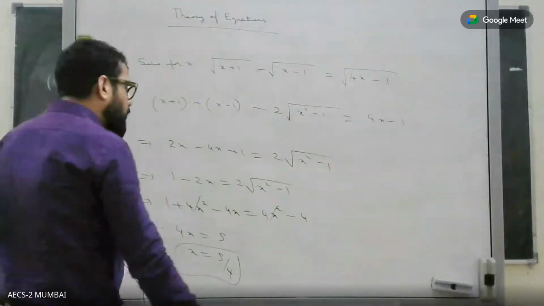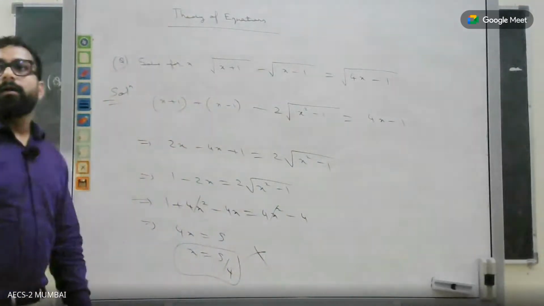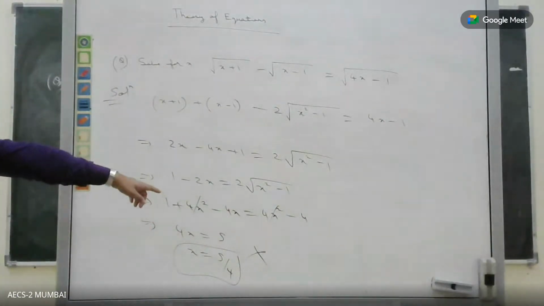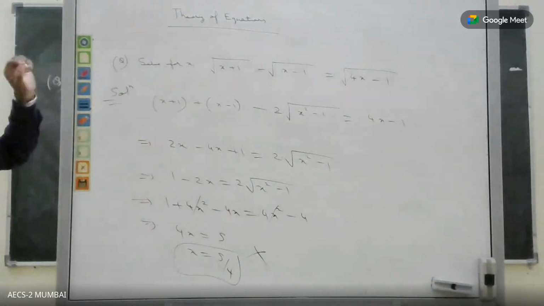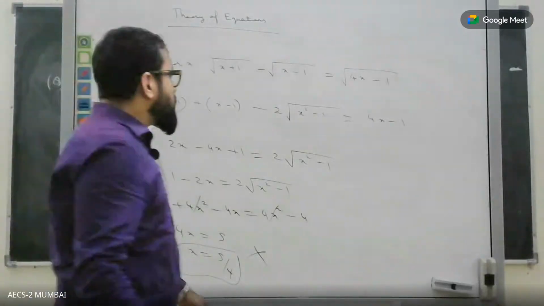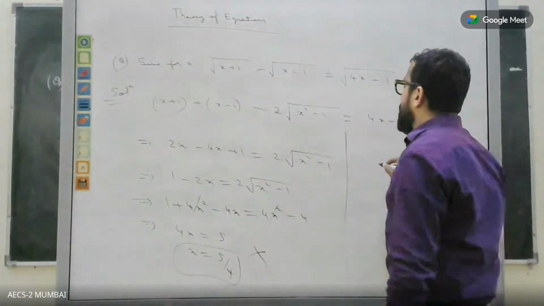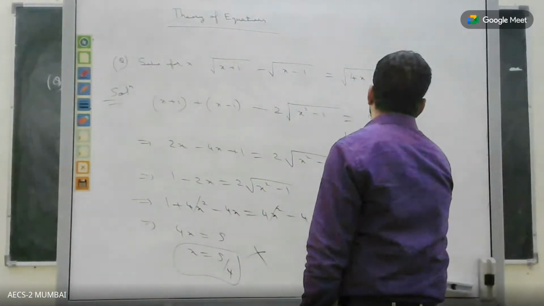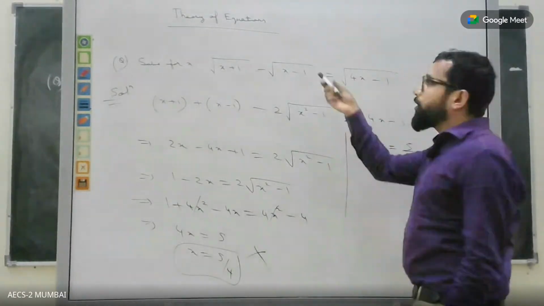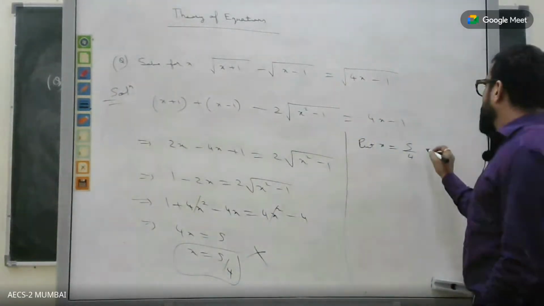Yes, sir. No, it is not. Extraneous, right? This answer is wrong. It's a false root. It's an extraneous root. You see, put x equal to 5 by 4 in the original equation. That's not valid.